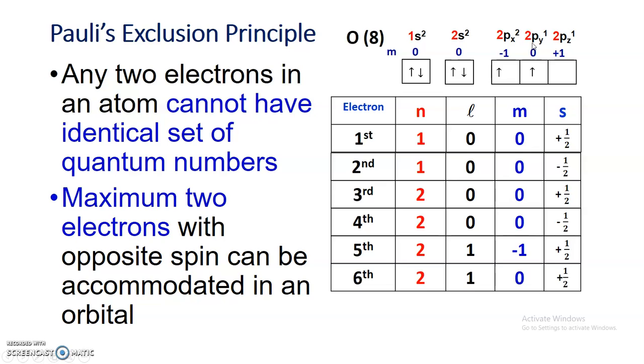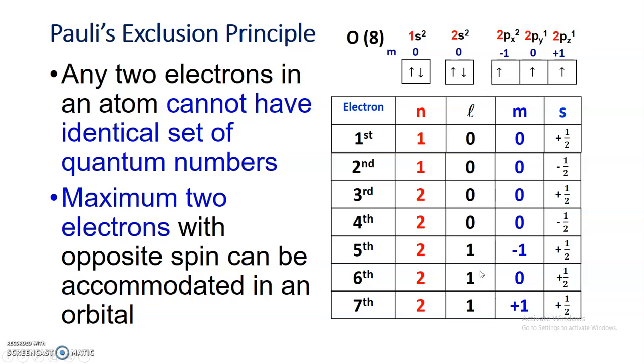Now consider the 6th electron. It is accommodated in the 2py orbital. So for the 2py orbital, n is equal to 2, l is equal to 1, m is equal to 0, and s is equal to +½ because it is spinning in the clockwise direction. The next electron is present in the 2pz orbital, and for this orbital the set of quantum numbers is n is equal to 2, l is equal to 1, m is equal to +1 and s is equal to +½ again. These 3 electrons are spinning in the clockwise direction, therefore they have the same s values.